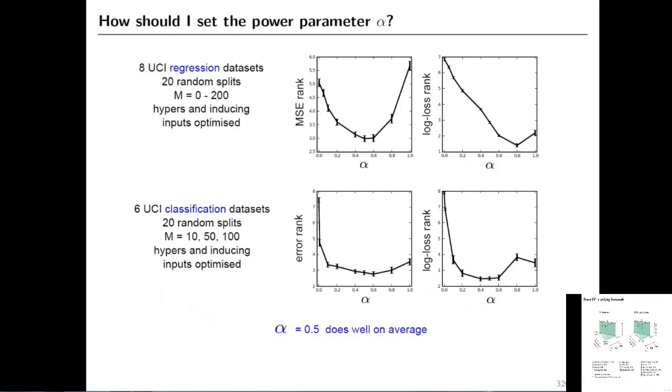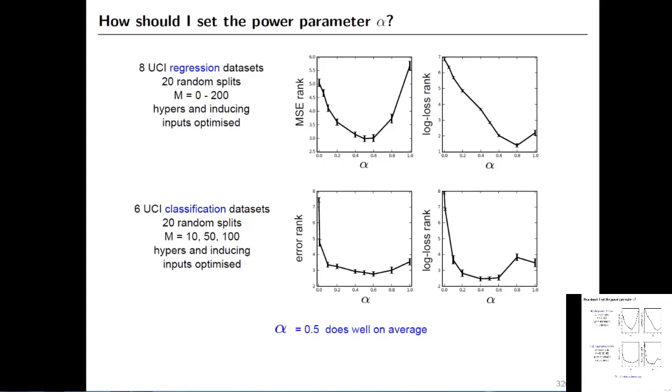One thing that I always get asked about, which is a really important problem, is how do you set alpha? And the interesting thing is, we tried this for lots of different problems and lots of different random splits for regression and classification. And then we figured out which one of the methods was best for each one of those runs by ranking them. If you look at the average rank here, one would mean it was always the first place method on all data sets and all splits of that data set, and eight means it always came last.